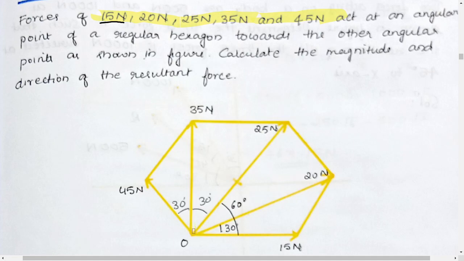Okay, and here we are given this angle is 30 degree, this angle is 60 degree, this angle is 30 degree and this angle is 30 degree. We need to calculate the magnitude and direction of the resultant force.